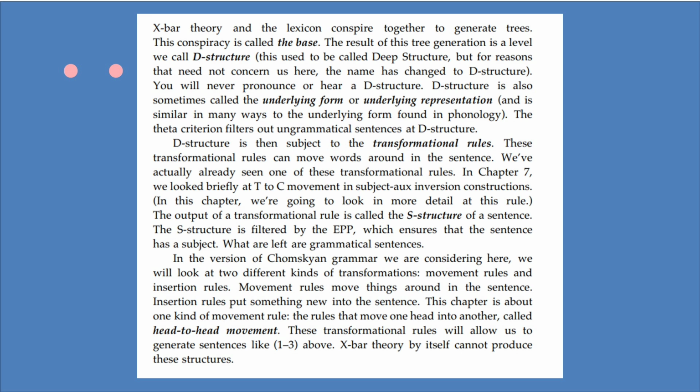In the version of Chomskyan grammar we are considering here, we'll look at two different kinds of transformations: movement rules and insertion rules. Movement rules move things around in a sentence. Insertion rules put something new into the sentence. This chapter is about one kind of movement rule: the rules that move one head into another, called head-to-head movement. These transformational rules will allow us to generate sentences like 1 to 3 above. X-bar theory by itself cannot produce these structures.